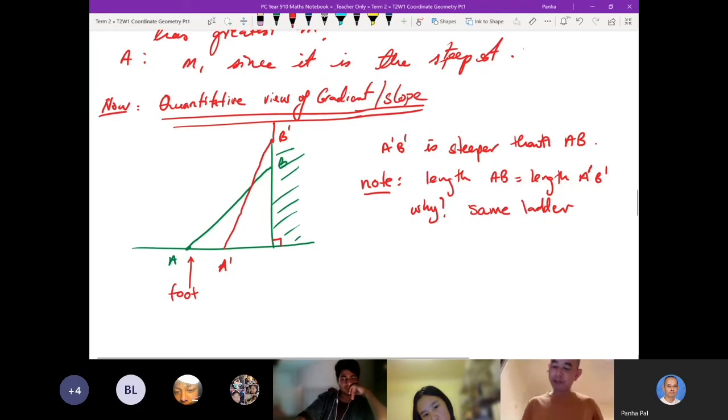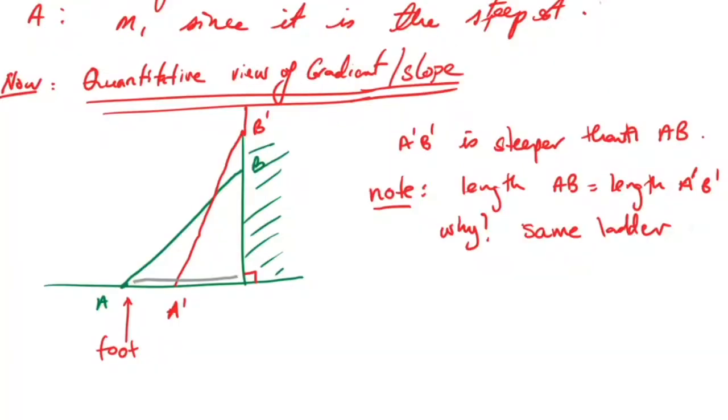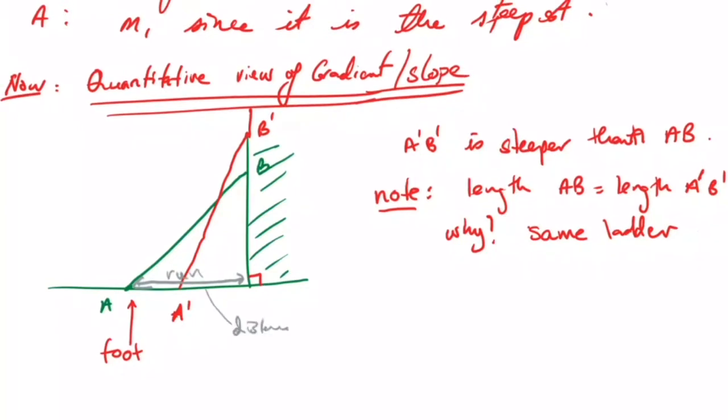Now, we are aiming to try and find a way in which we measure the gradient for the two different positions of the ladder. Now, notice something here. There's two things we should notice. One, can you see that at position A and B, the green one, there is this horizontal, this is called the run distance. And here's the rise distance.